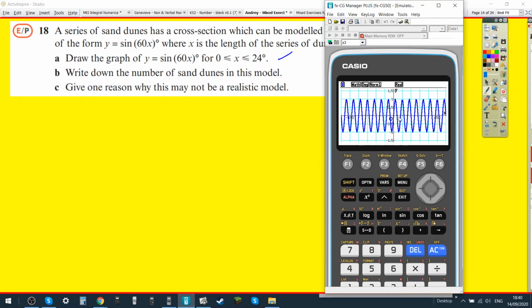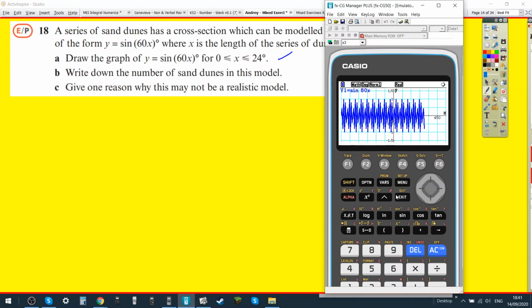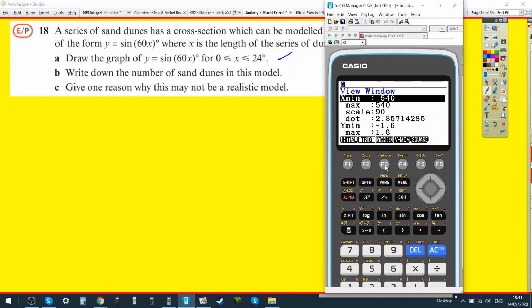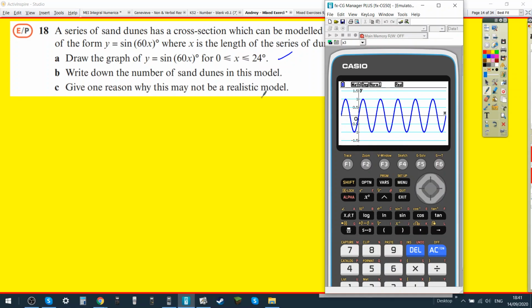I just want to see something. So sine 60x. So that's cray. Shift view window. The minimum x, let's say -6, and the maximum x is 24. So really it should be 0 to 24. No, I'll do 0 to 30, just so I have a little bit of room. Scale of 90. Hey, that's not bad. Look at that.